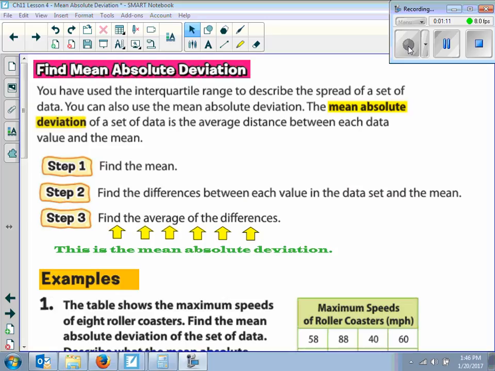So today we are going to find mean absolute deviation. It says here, if you have used the interquartile range to describe the spread of a set of data, you can also use the mean absolute deviation. And please make sure you write down this definition of the mean absolute deviation. This is the average distance between each data value and the mean.